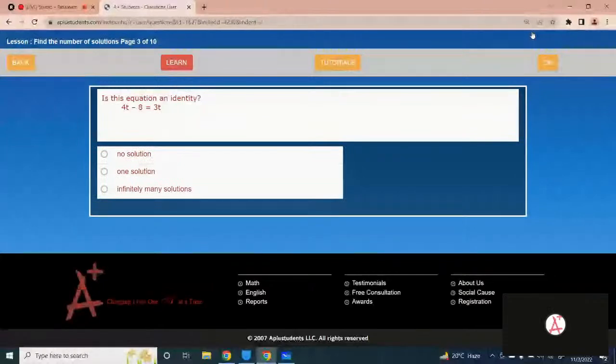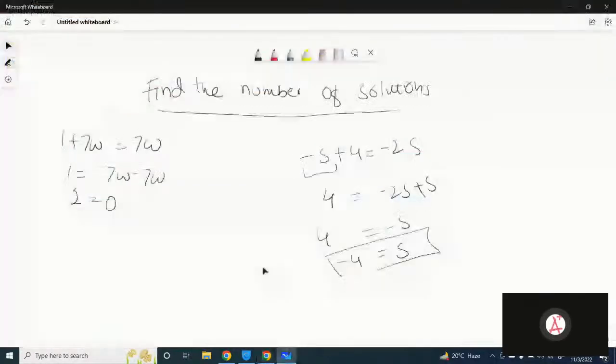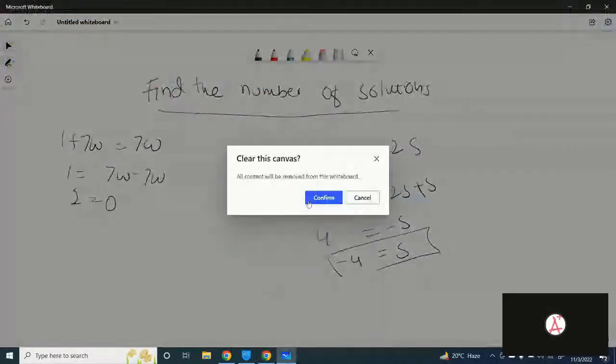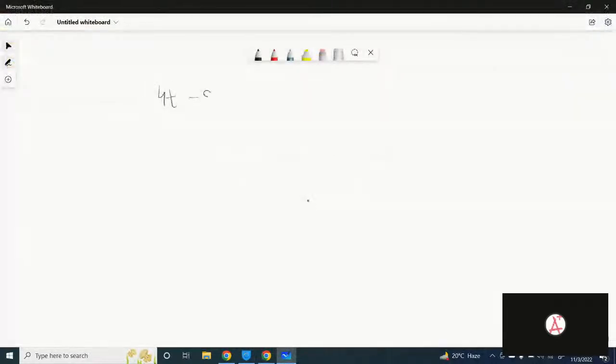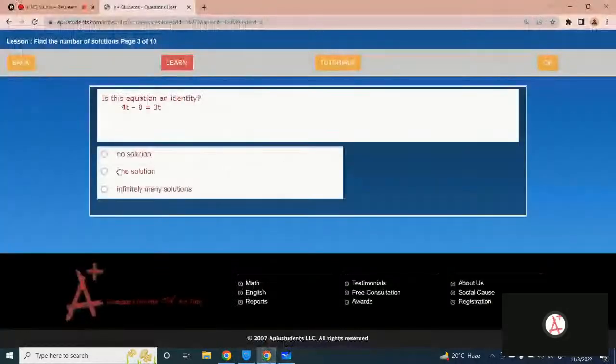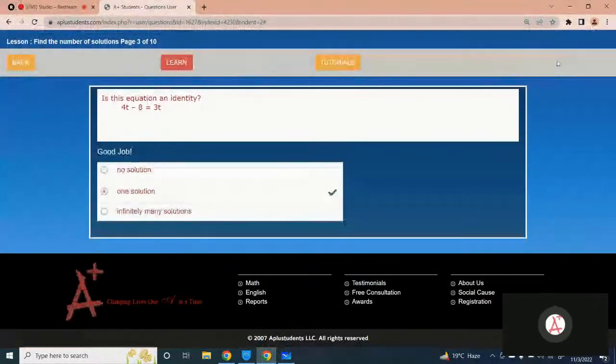Okay, is this equation an identity? Let me see. 4t minus 8 equals 3t. Okay, shift that 3t to the other side, so it would be 4t minus 3t equals 8. So 4 minus 3 is 1t equals 8. So t equals 8. So the equation has just one solution. Got it? That is t equals 8. So the equation has one solution, not infinitely many. If the equation is an identity, then it has infinitely many solutions.